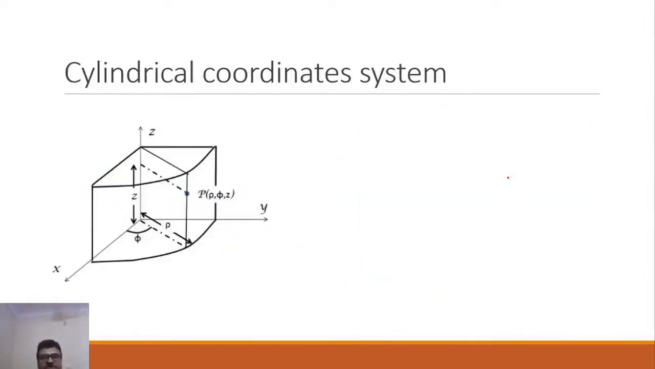Now let us proceed towards the next coordinate system. As I already told you, a different coordinate system is needed whenever the problem is drastically changed. For example, the rectangular coordinate system will not be very helpful if we have a problem like this.